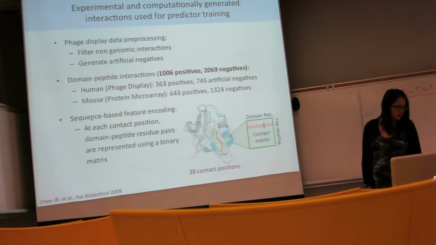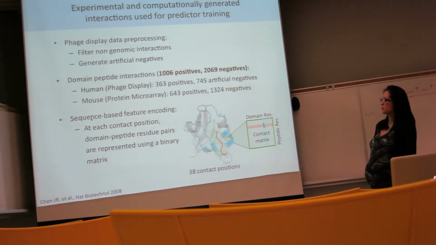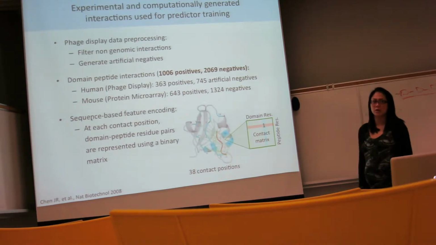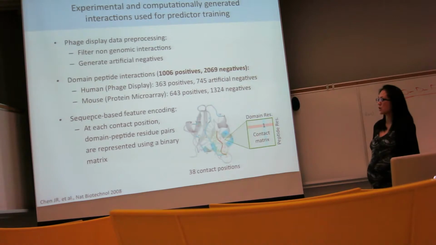So there were a few things that we had to do before we could use the phage display data for training. It first had to be pre-processed. The first thing we had to do was to filter out non-genomic interactions, and we found that this was necessary, especially because we're interested in proteome scanning, and so we wanted to enrich for genomic interactions in this training set. So we removed any interactions that involved peptides that were not seen in the proteome.